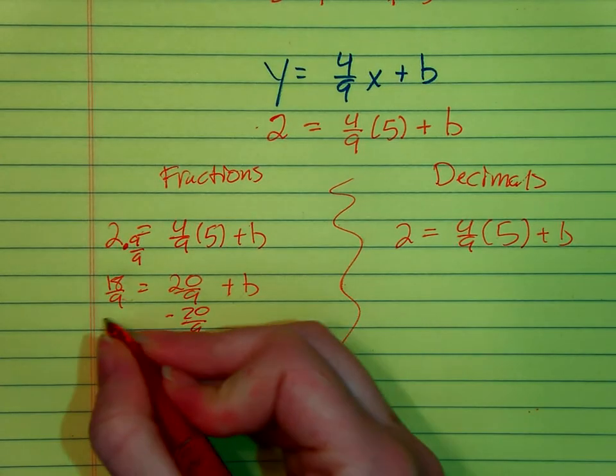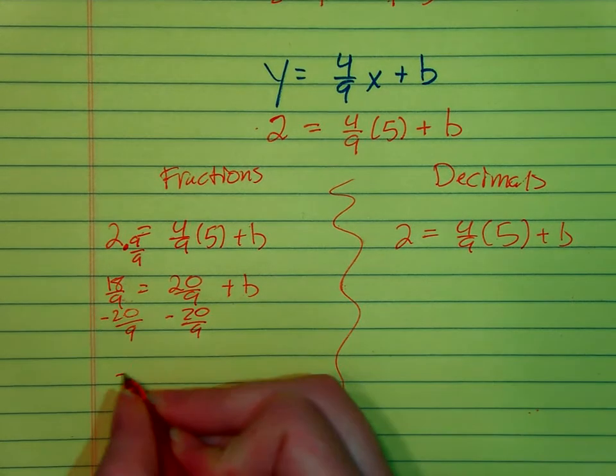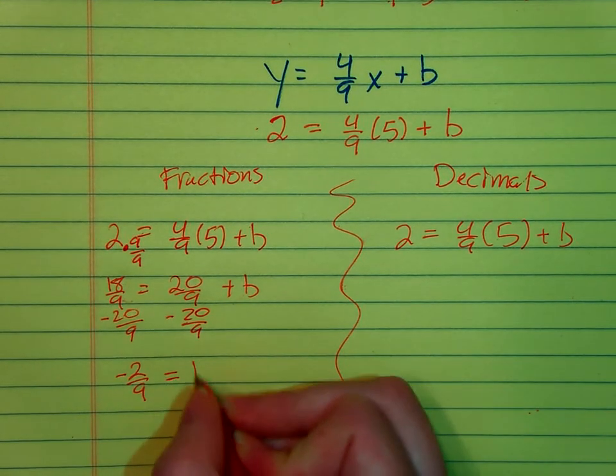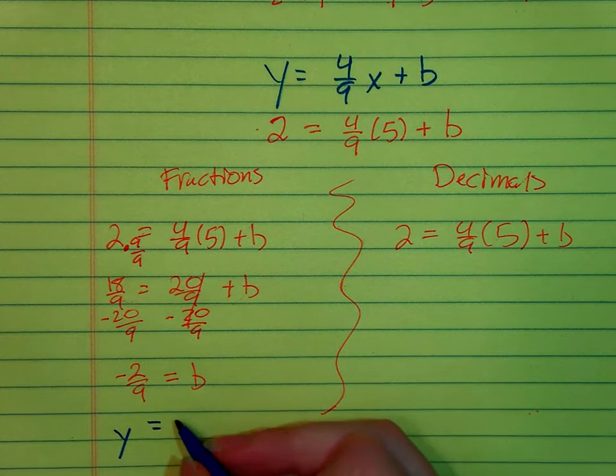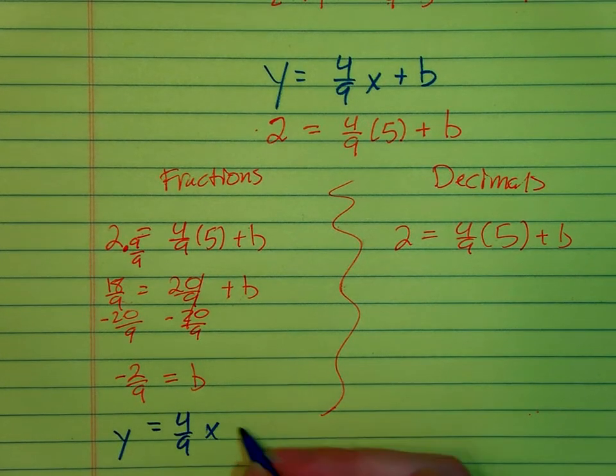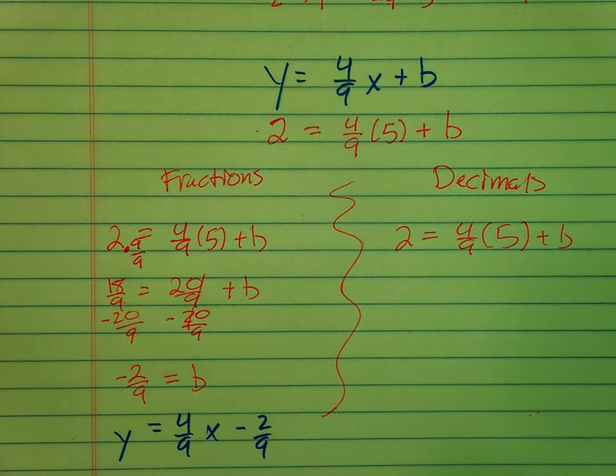Subtract 20 ninths from both sides. I get negative 2 ninths equals b. So my final equation is y equals 4 ninths x minus 2 ninths.